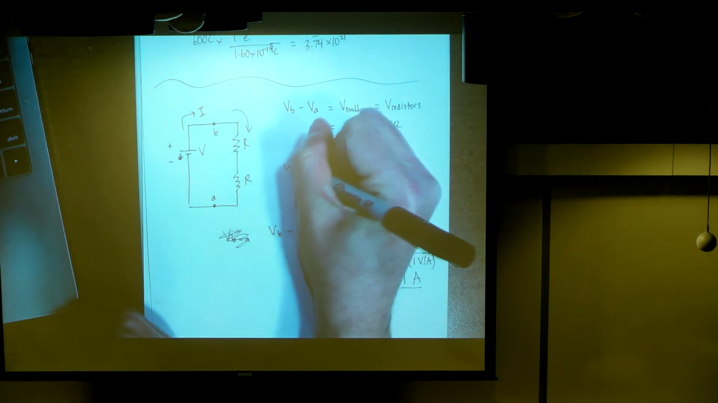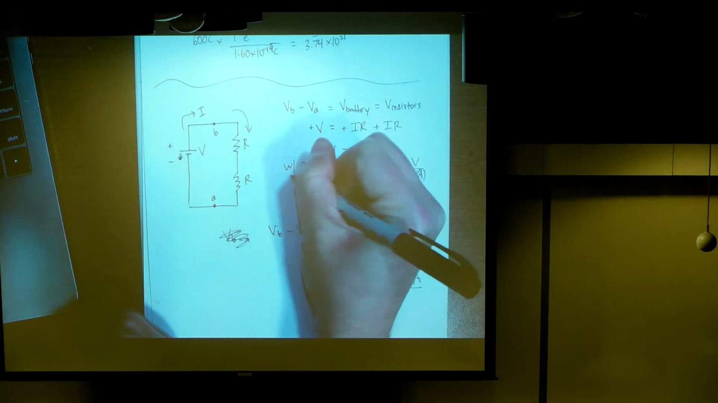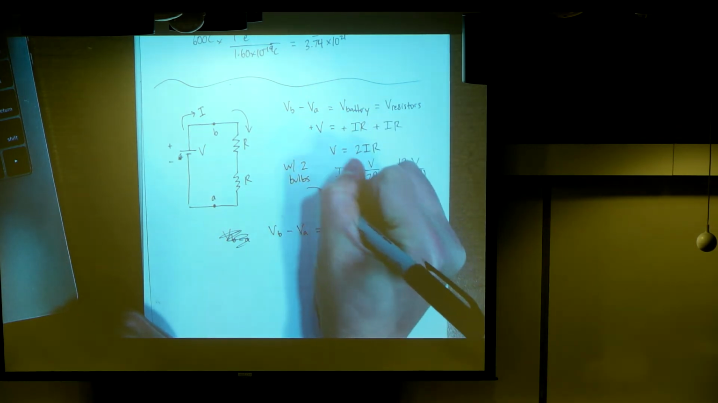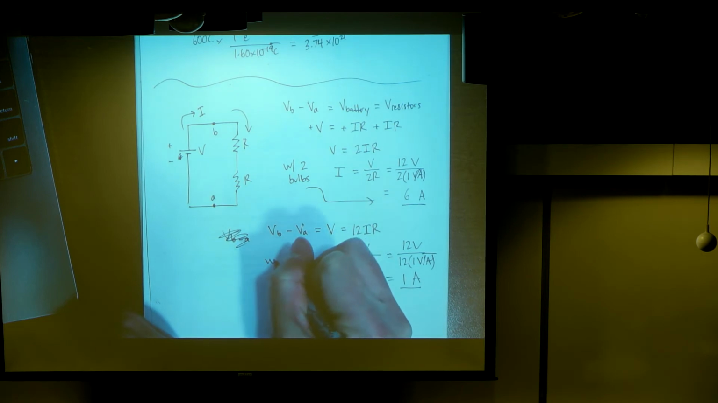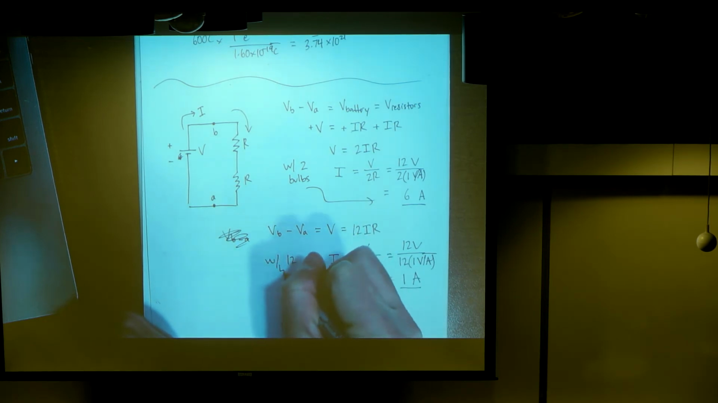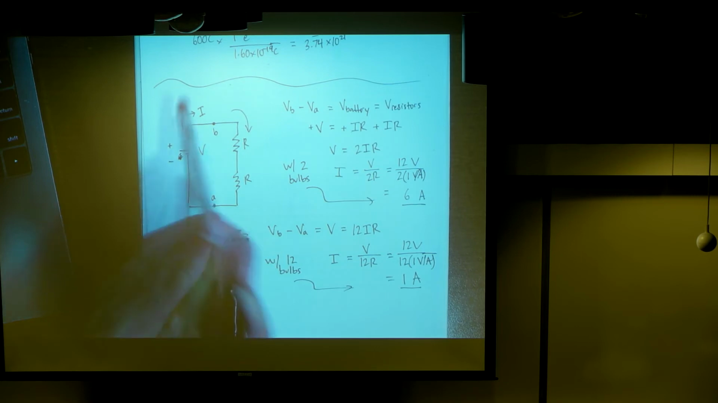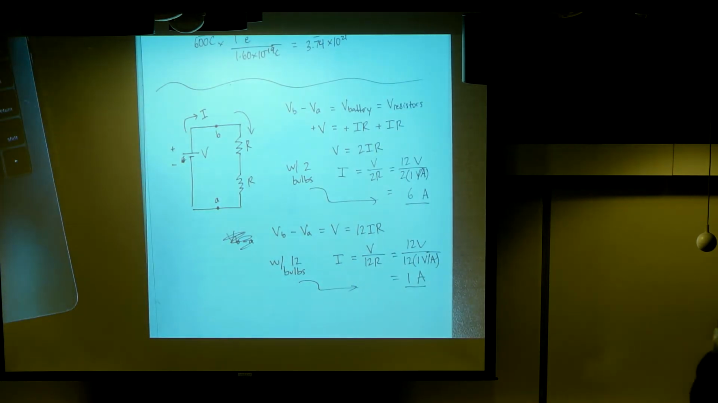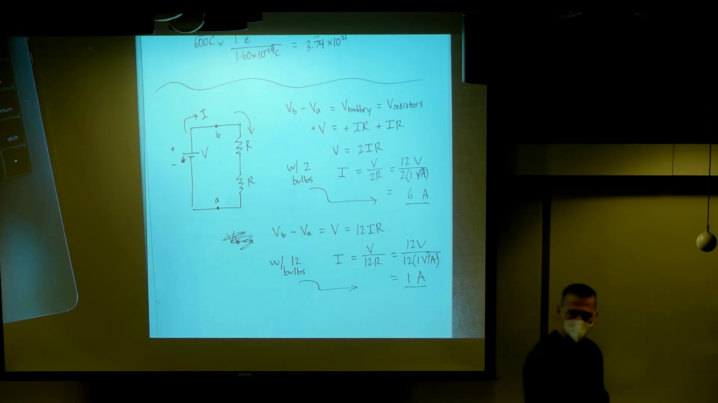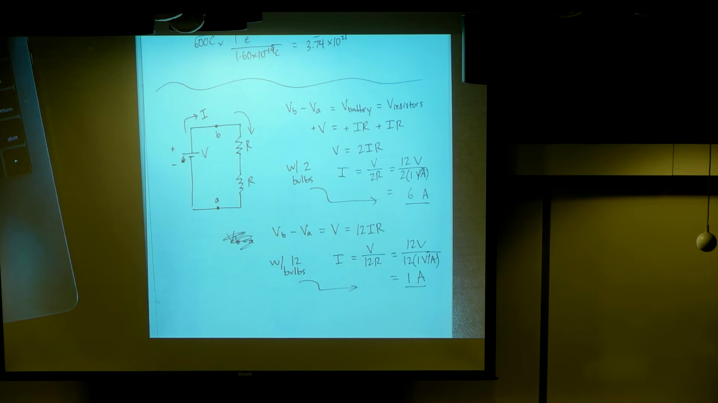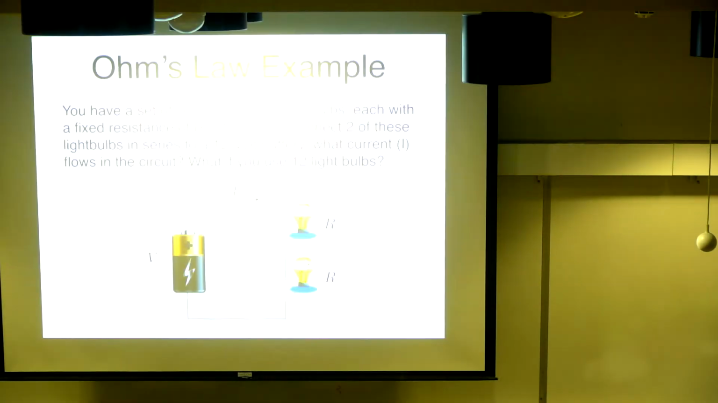Okay, so this is the answer with 2 bulbs, and then this is the answer with 12 bulbs. If we had multiple batteries, our amps would go up instead of decreasing, right? Yeah, if you had multiple batteries, then we would add the voltages together. That's right. Any other questions? Right then.